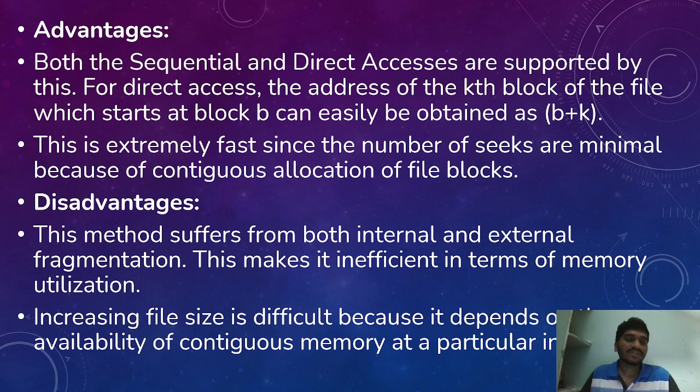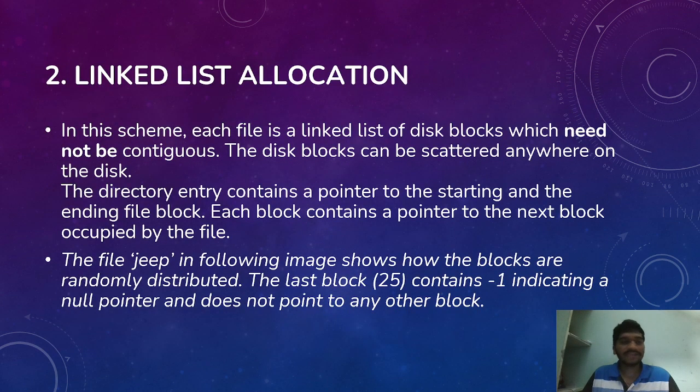The disadvantages of contiguous allocation are, first, this method suffers from both internal and external fragmentation. This makes it inefficient in terms of memory utilization. Second, increasing the file size is difficult because it depends upon the availability of contiguous memory at a particular instance. Next, we're gonna discuss linked list allocation.